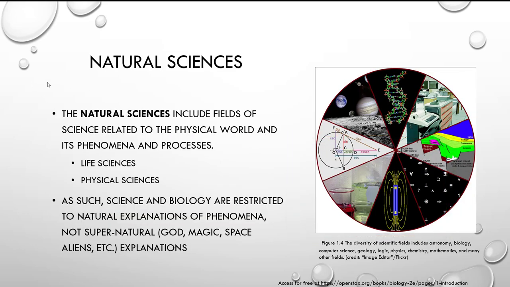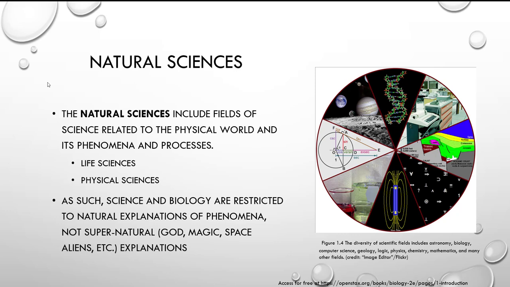All right, so let's get into natural sciences. So, of course, biology is an example of a field of natural science. So, it's considered a life science. Within natural sciences, there's also physical sciences. So those are basically sciences that deal with natural world phenomena and processes.